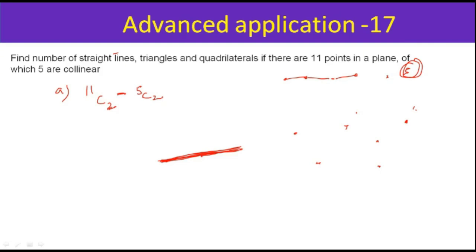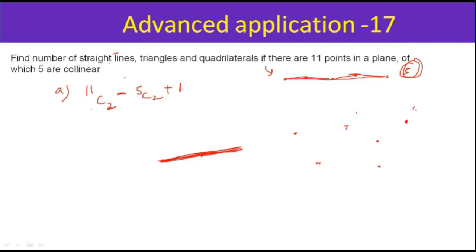But here the only catch for you to remember is, if I remove 5C2, what I've done is removed all the permutation combination within these 5. But still, there is at least one line that I have to count. Using these 5 collinear points, I can at least draw one line. So that is also removed if I've taken minus 5C2. So I will have to add +1 so that I can include this one line that I can draw using the 5 collinear points.